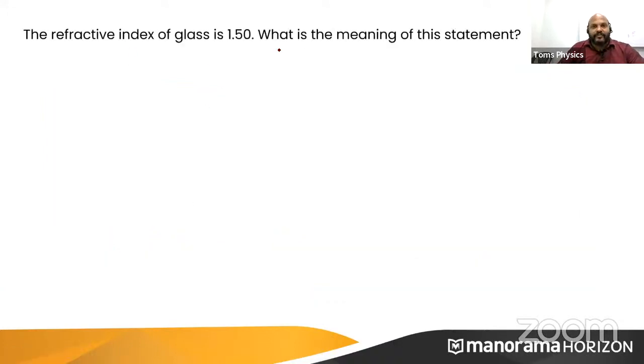The next is the question. The refractive index of a glass is 1.5. What does this mean? What does this statement mean?